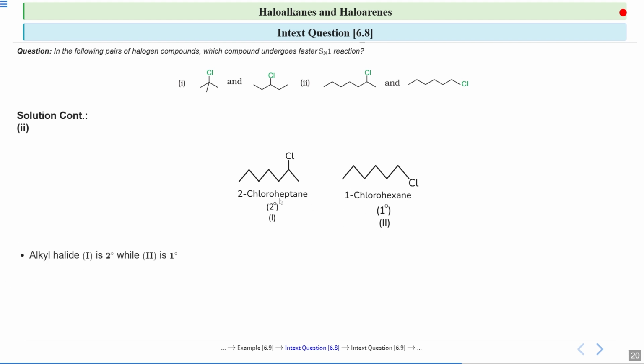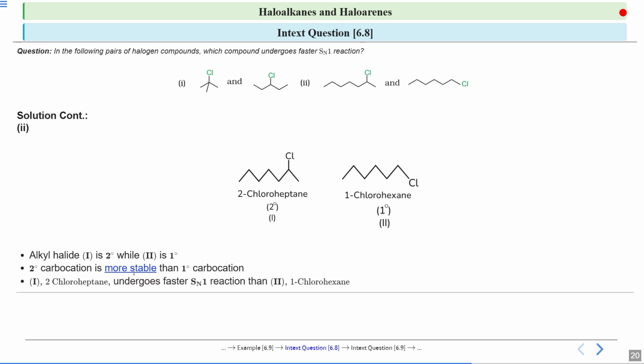Now the first alkyl halide is secondary, and the second alkyl halide is primary. And a secondary carbocation will be more stable than a primary carbocation. The secondary carbocation will be given by 2-chloroheptane. So that's why your first structure, 2-chloroheptane, will undergo a faster SN1 reaction than the second structure, 1-chlorohexane, because it is primary.